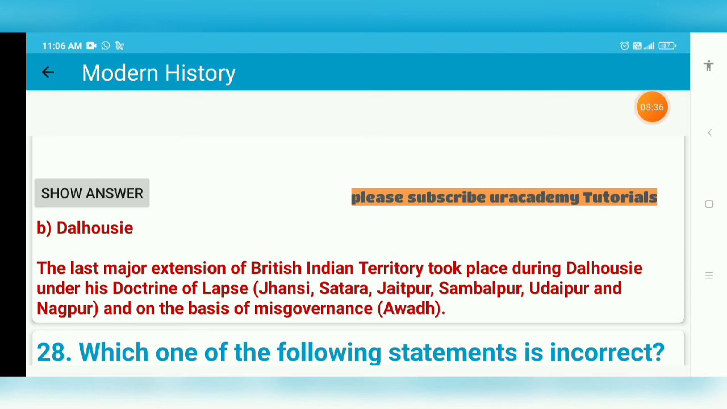The British said that they were not properly ruling their state, so the British annexed Awadh. So it is important, it is asked in different competitive exams which state was annexed not under the doctrine of lapse but for misgovernance. We know that it was Awadh. Wajid Ali Shah was their ruler.